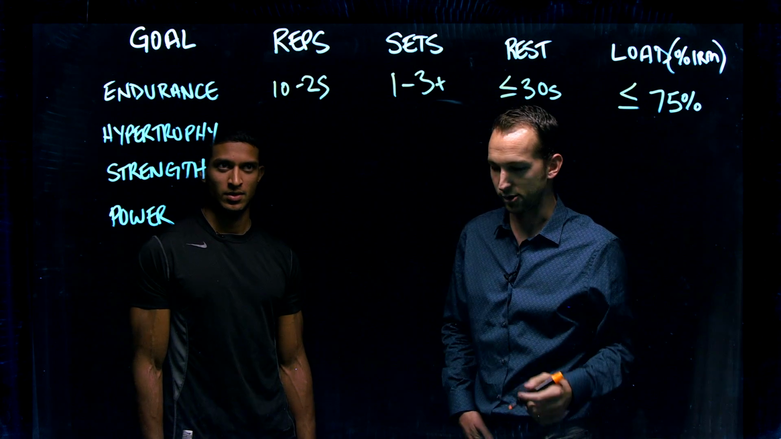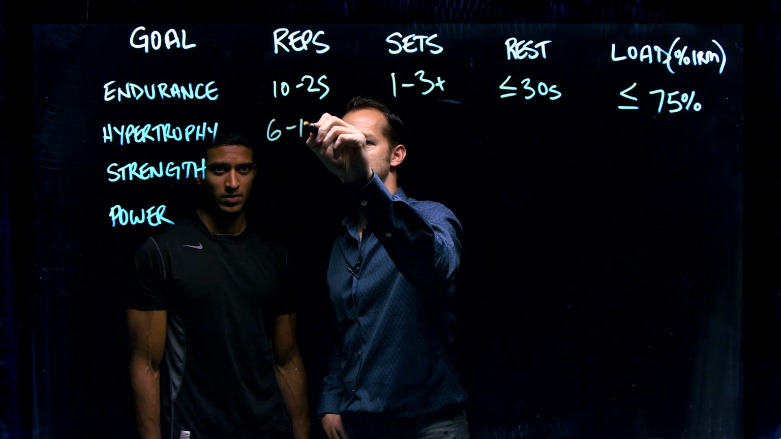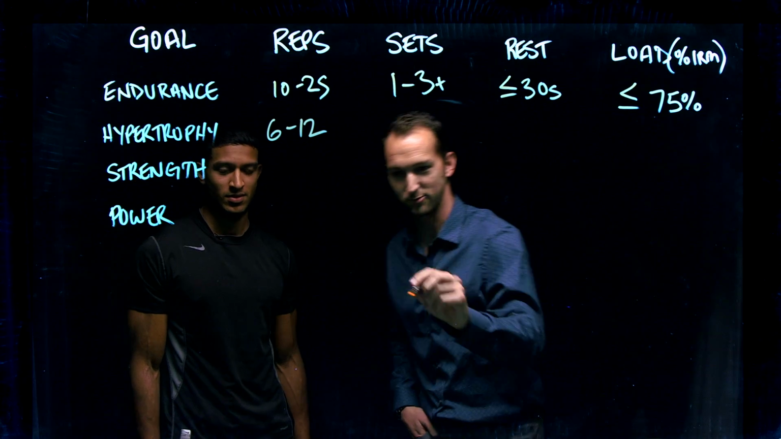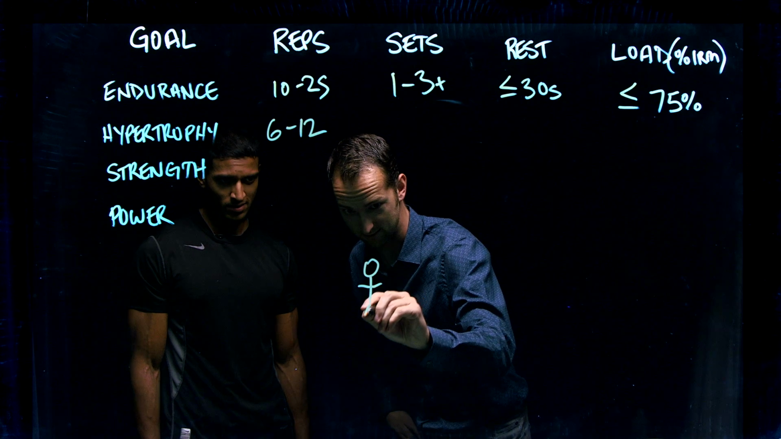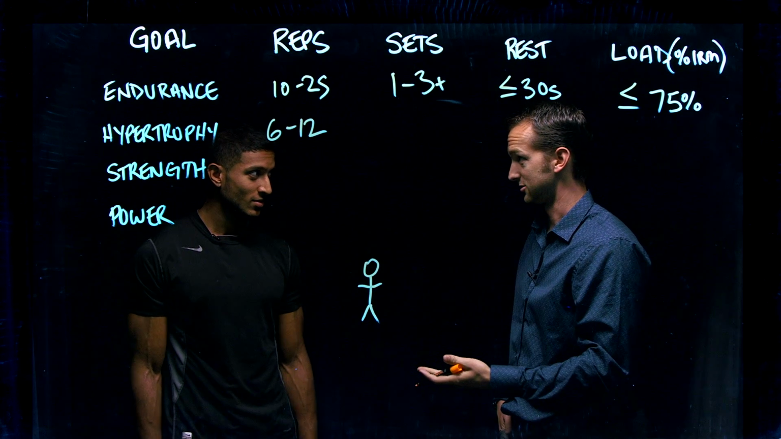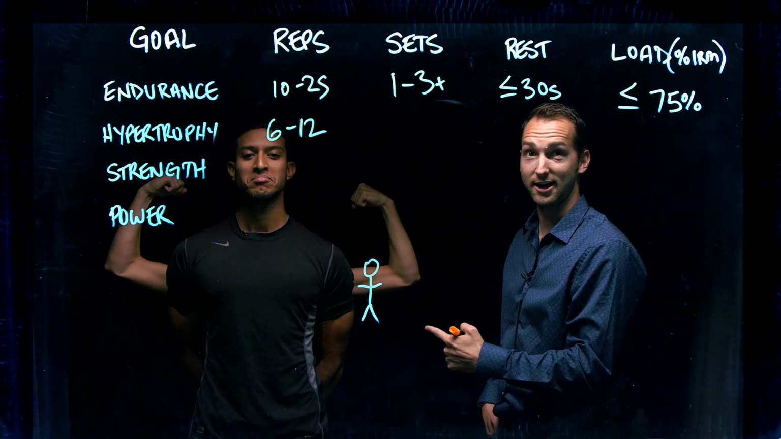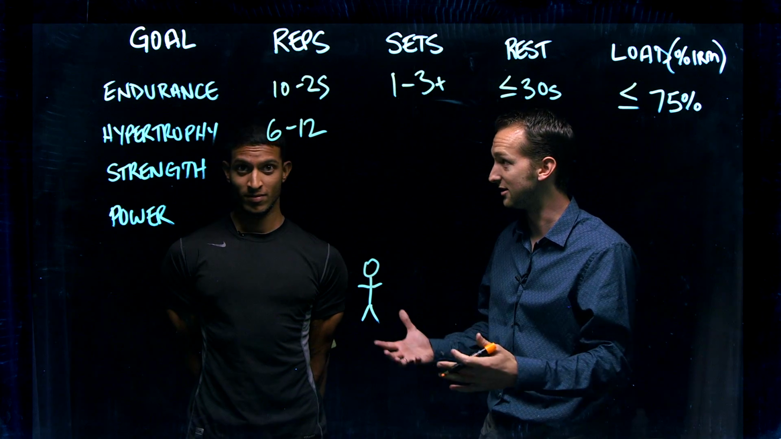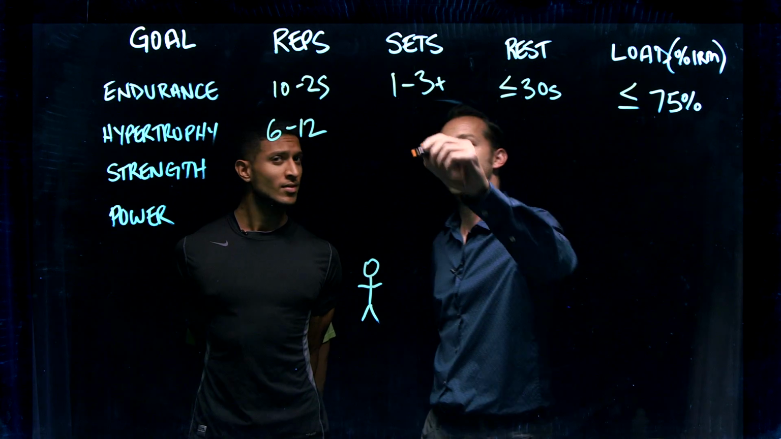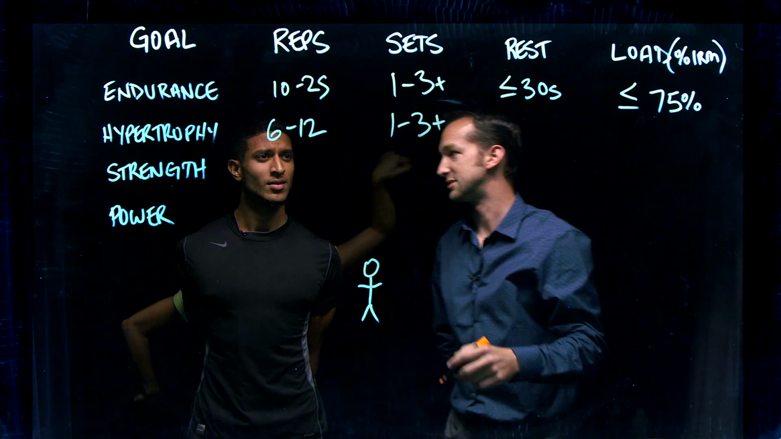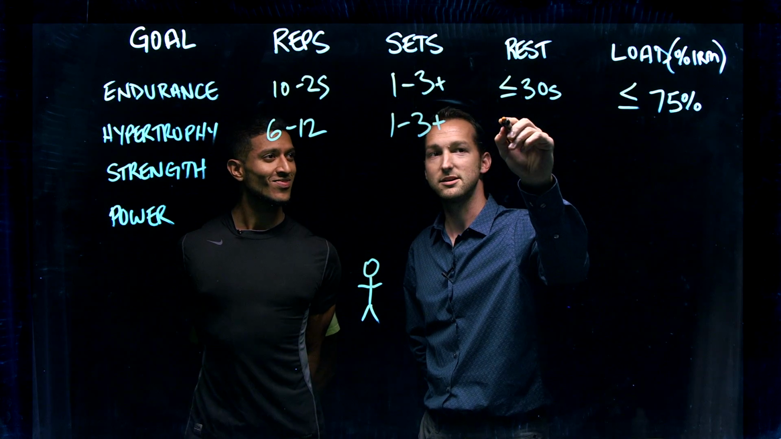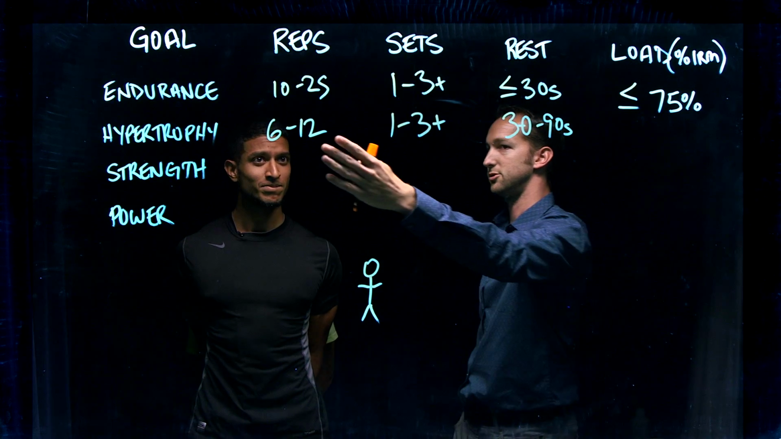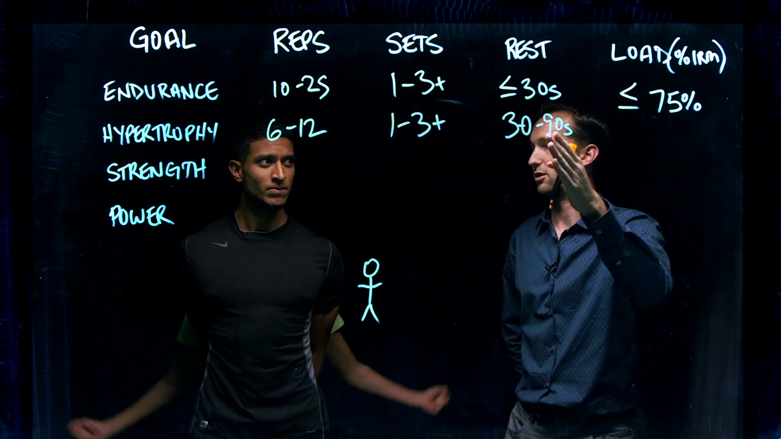If we're looking at hypertrophy, we're going to work between 6 and 12 repetitions. Hypertrophy is muscle growth. So that's when we go from this guy to, give me a flex, to this guy. So this is how we need to train so that we can elicit that muscular growth. Again, we're still going to have between 1 and 3 sets. Our rest is going to change a little bit. It's going to go between 30 to 90 seconds. We're doing less reps, but we need longer rest.